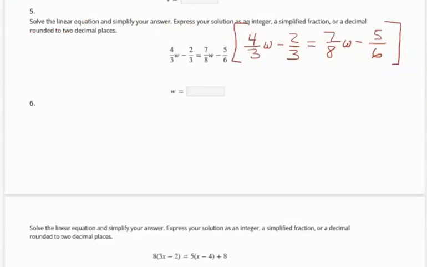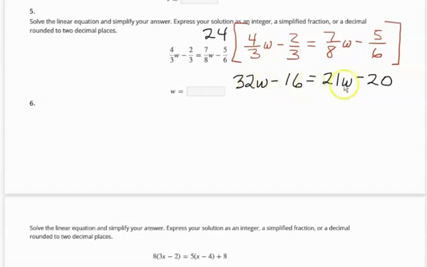So as we look at example 5, I've written it out. What will be my least common denominator here? So I can get rid of a 3, an 8, and a 6. And if you said 24, that is correct. All right, take a moment, go through this, and see what your next line would be.